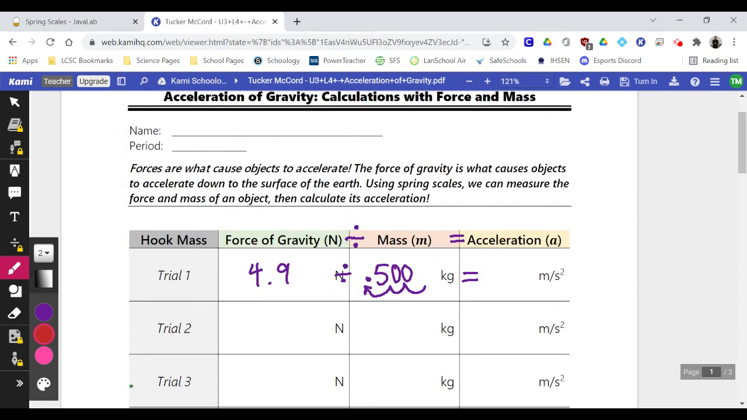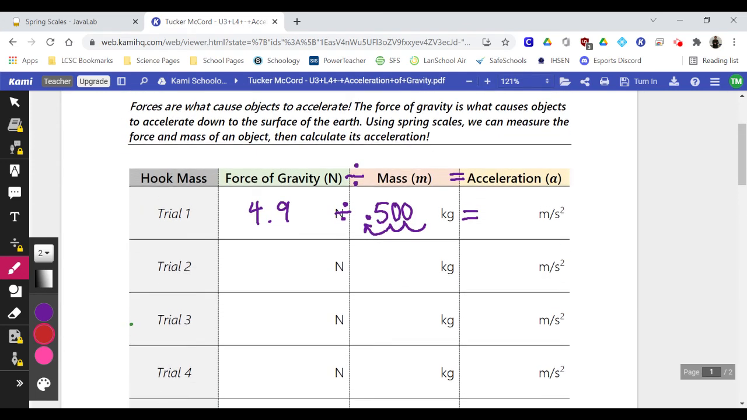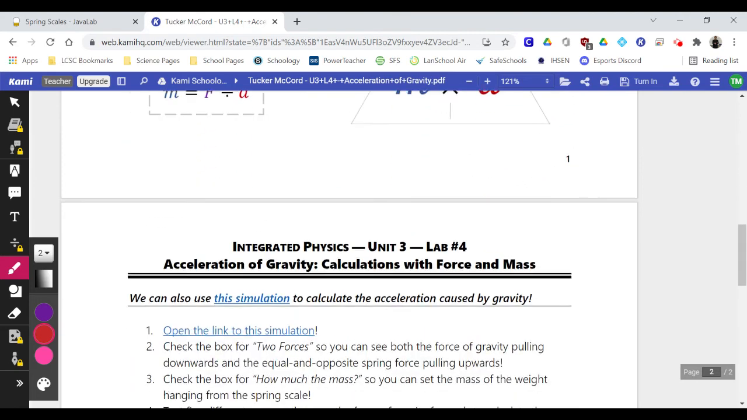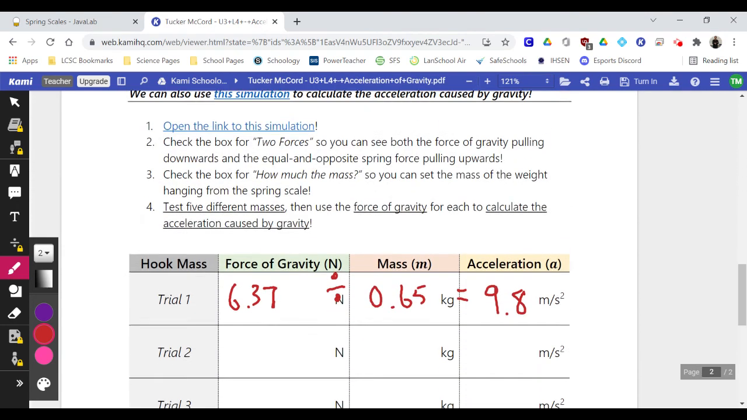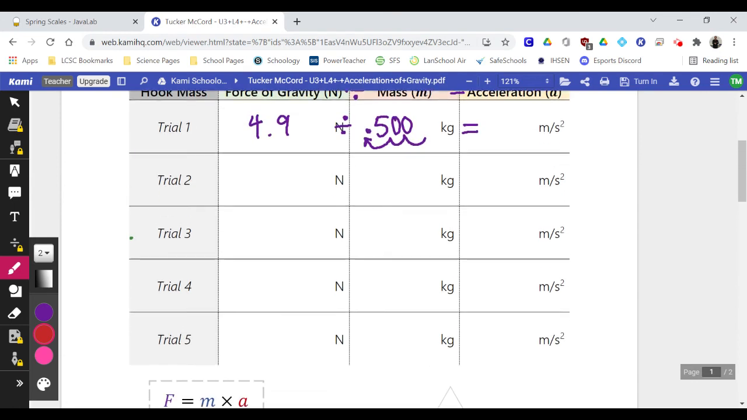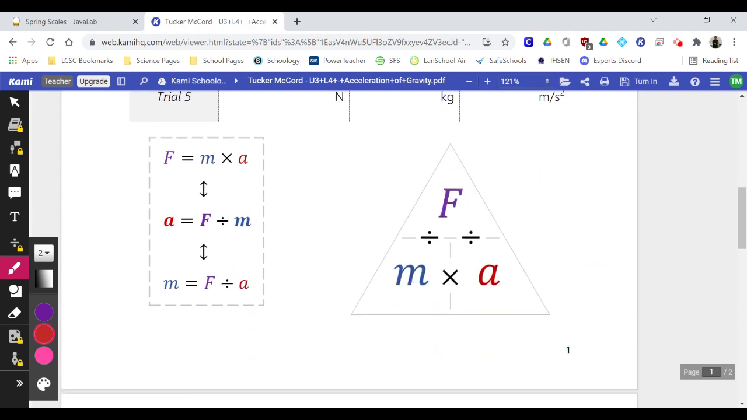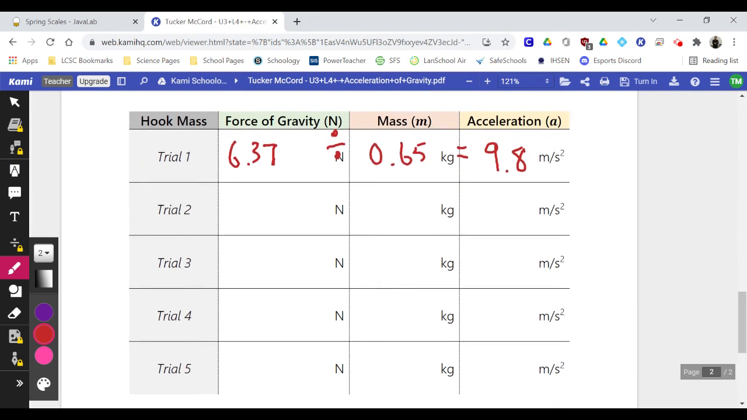Okay? So whether you're doing this physically in the lab or with the simulation, your acceleration should come out to be pretty much the same each time, and that's a good sign that you're doing things right. It's a good way to check your work. You'll be doing 5 trials of different masses physically in the lab, and again, calculating it out like that, taking your force divided by your mass. You'll be doing that for the simulation as well for 5 trials, and then you're good to go.